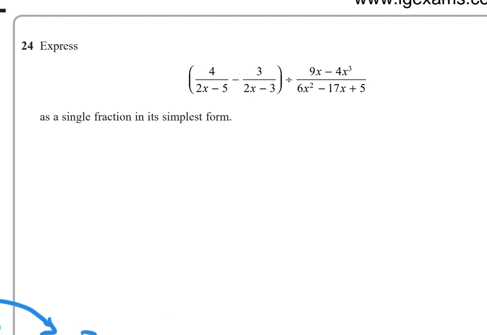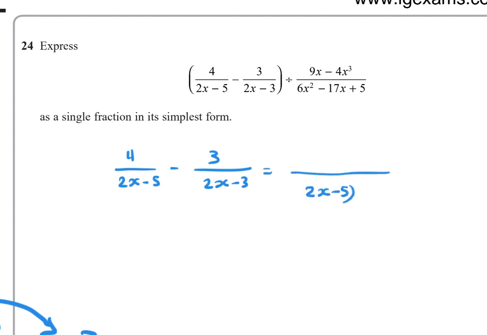24. Expressed as a single fraction in its simplest form. We can start to do subtraction first. So 4 over 2x minus 5 minus 3 over 2x minus 3. Multiply the denominators, so 2x minus 5 into 2x minus 3, and cross multiply for the numerator. So 4 times 2x minus 3 and minus 3 into 2x minus 5.